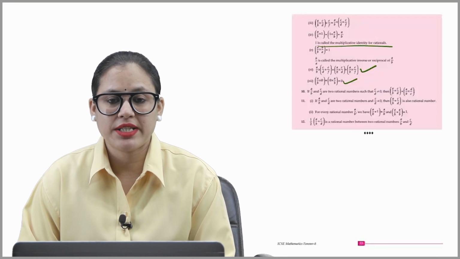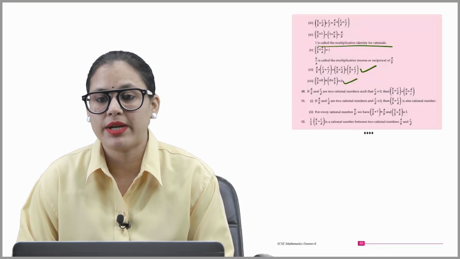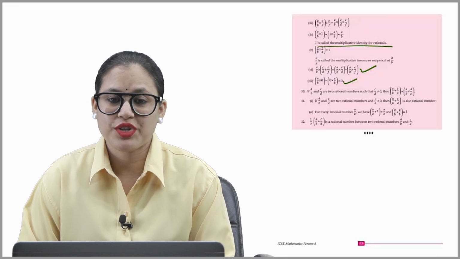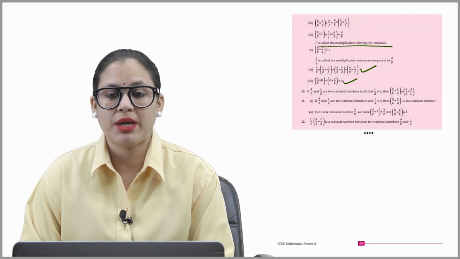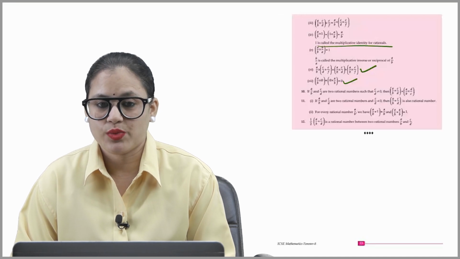Number 11. Number 1, if A by B and C by D are two rational numbers and C by D is not equal to 0, then A by B divided by C by D is also a rational number. Number 2, for every rational number A by B, we have A by B divided by 1 is equal to A by B, and A by B divided by A by B is equal to 1.